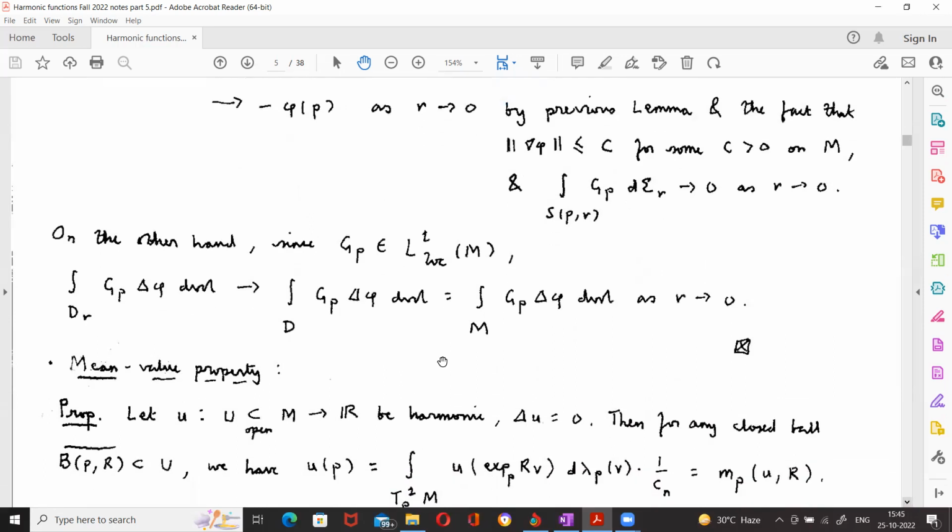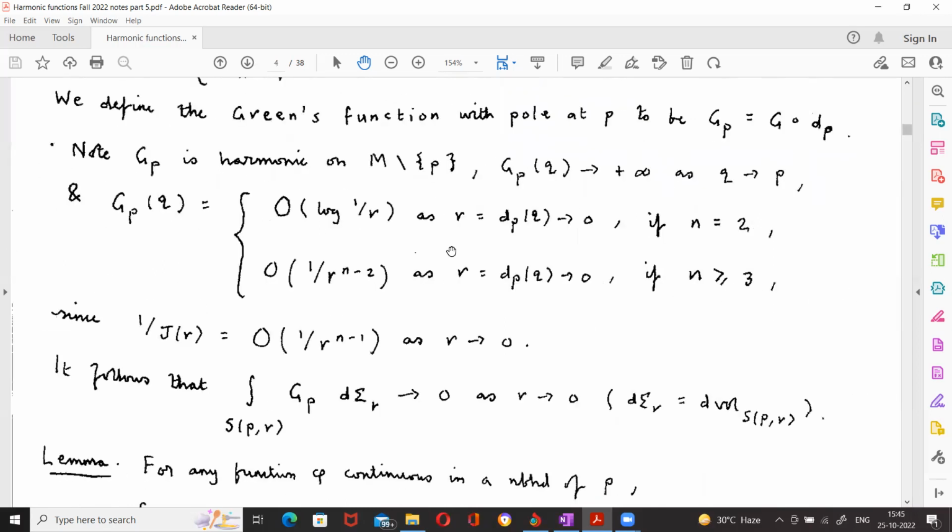And then as r tends to 0, the left-hand side, which is the integral over the annulus, converges to the integral over the whole domain, because g_p is a locally integrable function. It only has one singularity, and at that singularity, which is like 1 over r to the n minus 2, it is integrable over a ball. In polar coordinates, the Jacobian will look like r to the n minus 1, and that times 1 over r to the n minus 2 will be integrable. So g_p is locally integrable; the singularity is integrable.